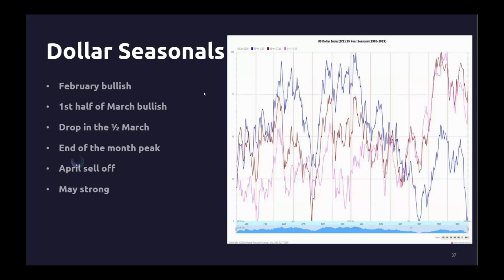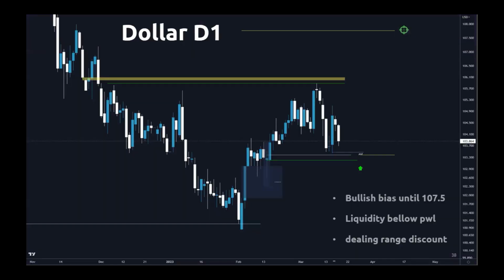We can see that the February, here we are watching the seasonal tendency. So we can see that the February is mostly bullish, right? The March, the first half is bullish, and then it's bearish. End of the month mostly can make some peak, right? And then we get a sell-off in the April, which is probably coming, right? So this is how the dollar behaves in the April, and the May is strong, right?